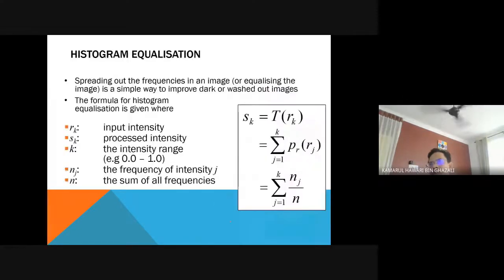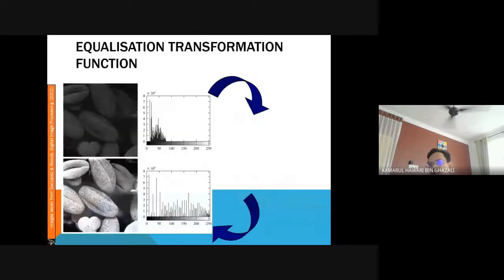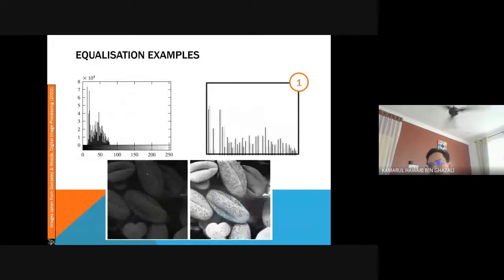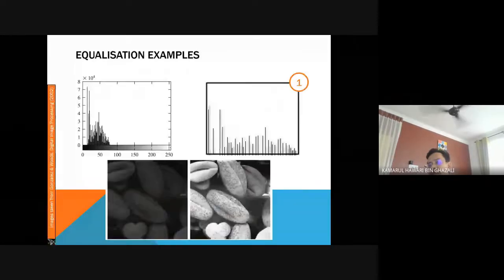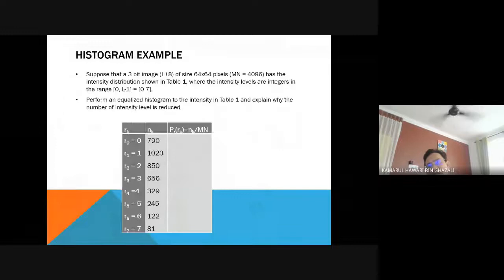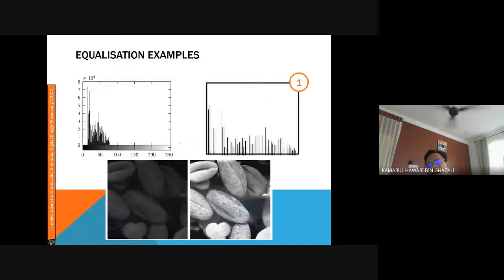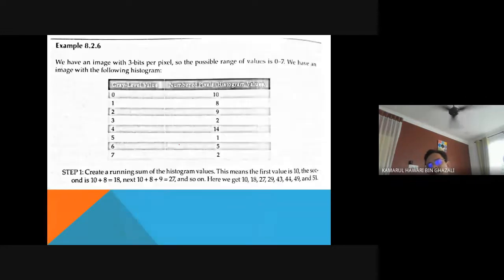So you can do histogram equalization. This is the formula of histogram equalization. You equalize the image histogram and get the image like this. Oh, it turns out nice. You get this dark image, then do the histogram equalization, and get this. So this is image enhancement, the detail being the mathematical formula. This is an example of how histogram equalization works.